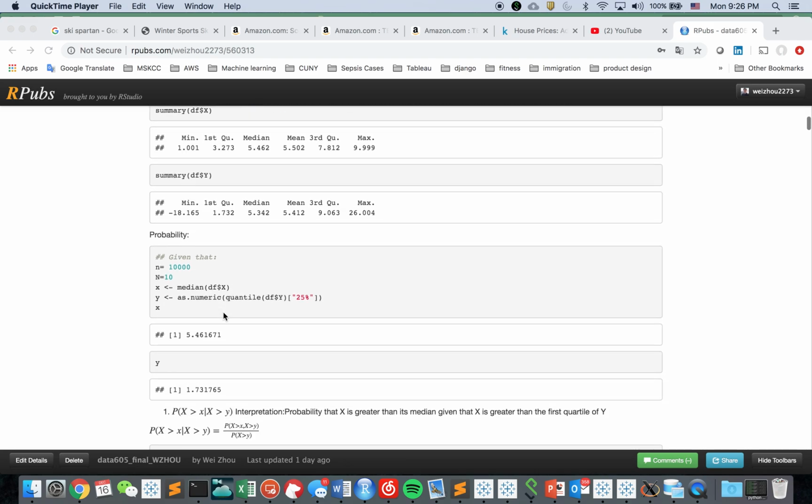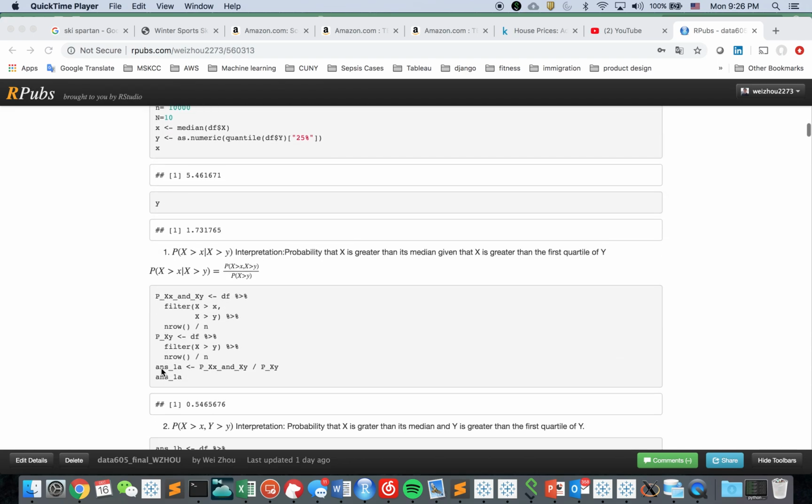As for the probabilities, first of all, we need to calculate the small letter x, which is estimated as the median of capital X. So what we do is use a median function to calculate small x, and use the quantile function to calculate small y, using the 25 percent quantile, and we got this x and got this y.